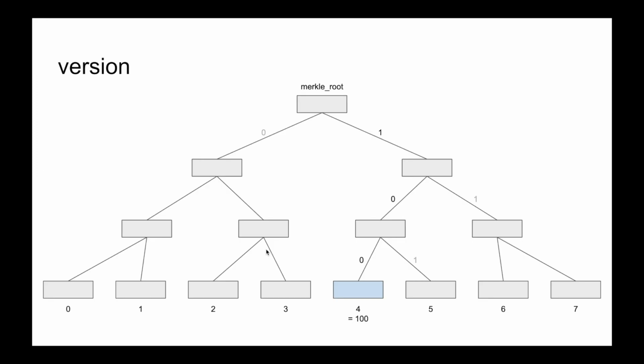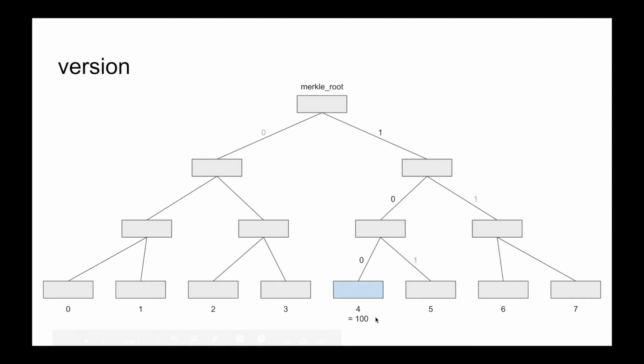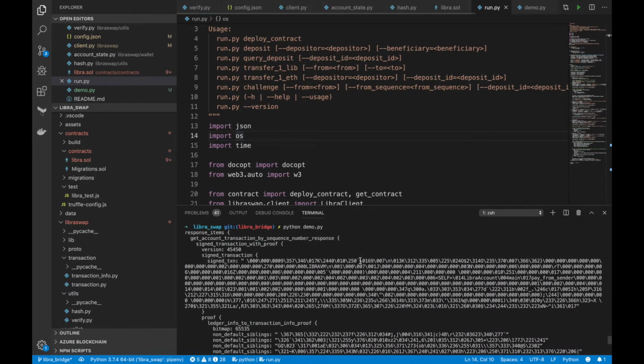in this case, the transaction's version is 4 and its binary representation is 100. 0 means the direction is left and 1 means the direction is right. Therefore, we can simply find this transaction by going right once and going left twice from the root. Okay, so let's move on.